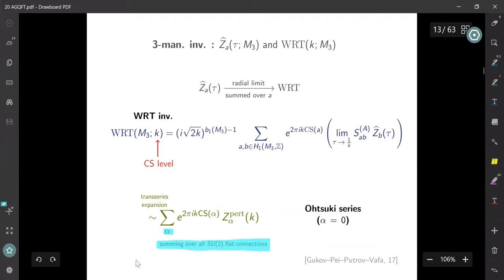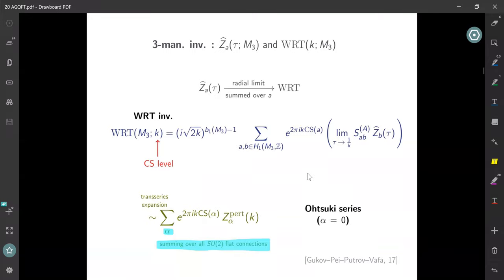Now the sum should be over every single SU2 flat connection, not just the abelian one. Okay, so that you can reproduce from the properties of the Z hat invariant that I will describe shortly. And then also you can read off the Ohtsuki series, namely the perturbative part, from the properties of the Z hat invariants.